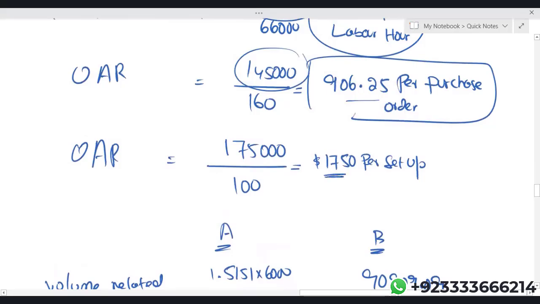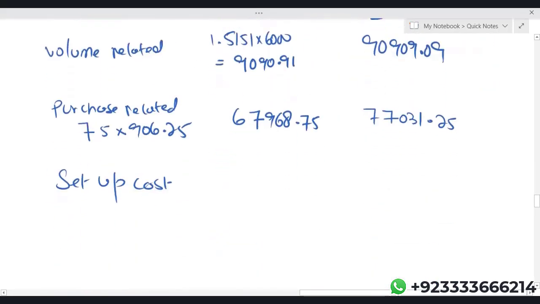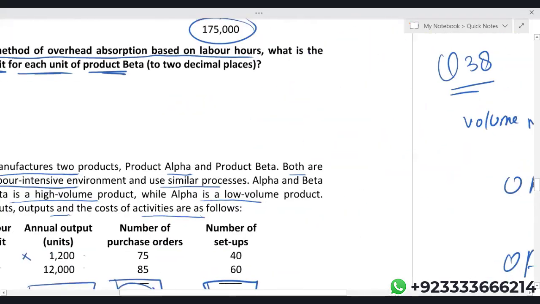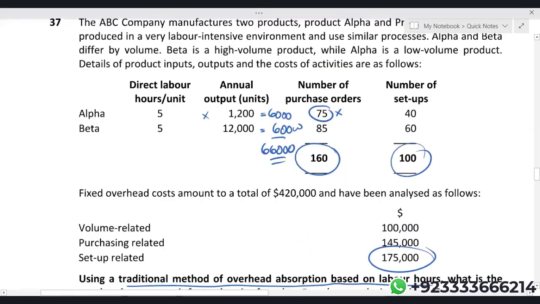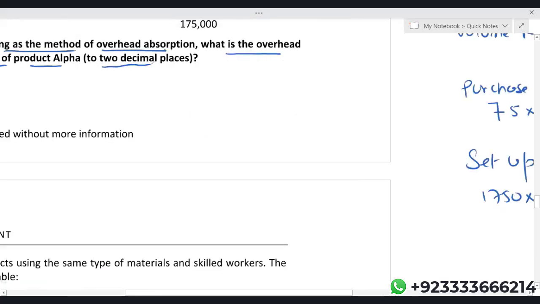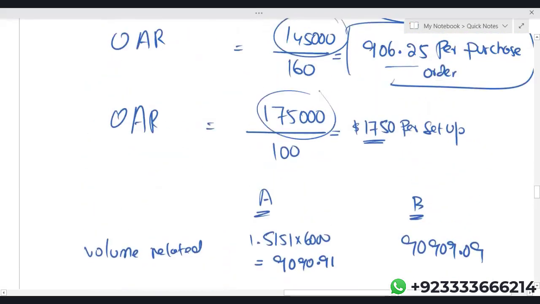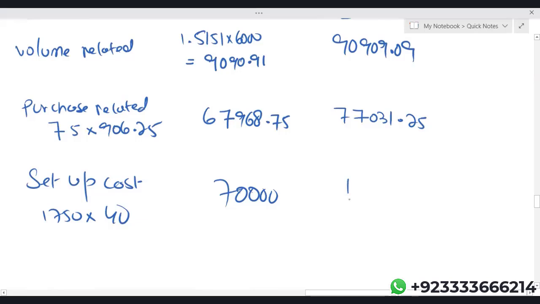Per setup, it is 1750. I just need to know how many setups are in product A. 1750 into number of setups of A. Number of setups of A, they are 40. So simply 1750 multiplied by 40, I'm getting 70,000. And total overhead cost which belongs to setup, that is 1,75,000. From 175, if you deduct 70,000, you will get 105. Here comes the total overhead which belongs to alpha and beta.